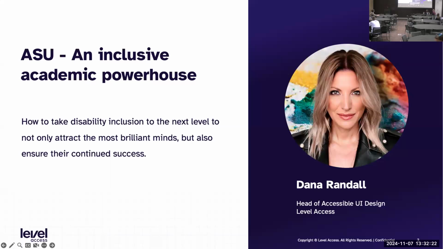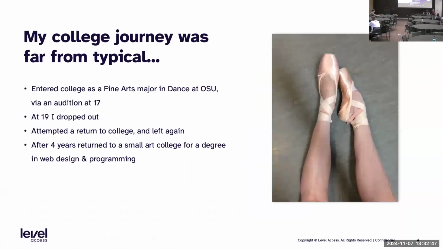But I did notice something when visiting the ASU website that stood out to me, which said ASU, an inclusive academic powerhouse. And today I really want to talk about how to take disability inclusion to the next level, not only to attract the most brilliant minds, but also ensure their continued success. As mentioned, my name's Dana Randall. I'm the head of accessible user interface design at Level Access.